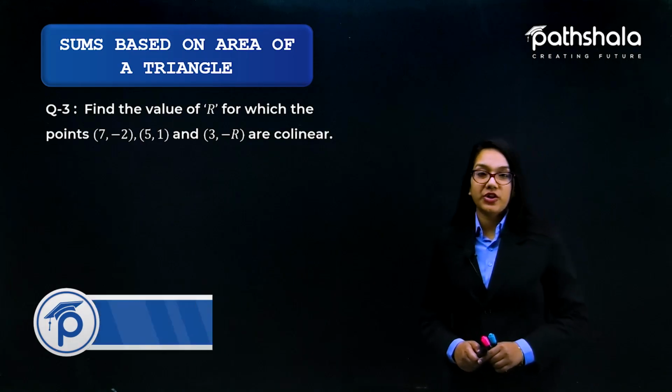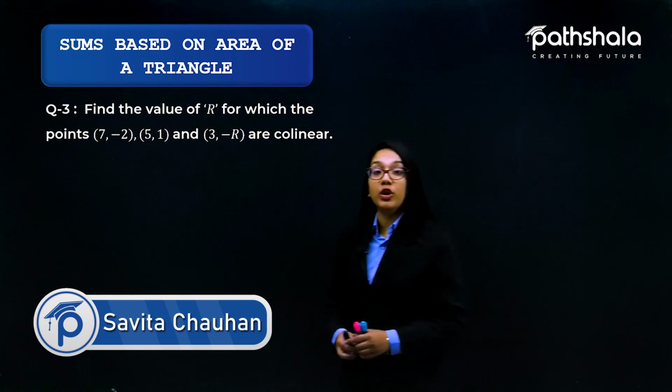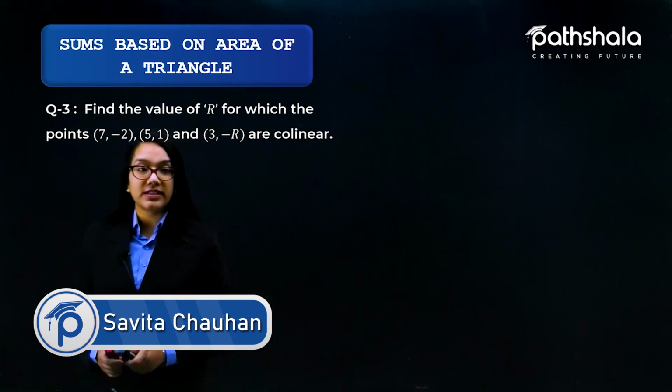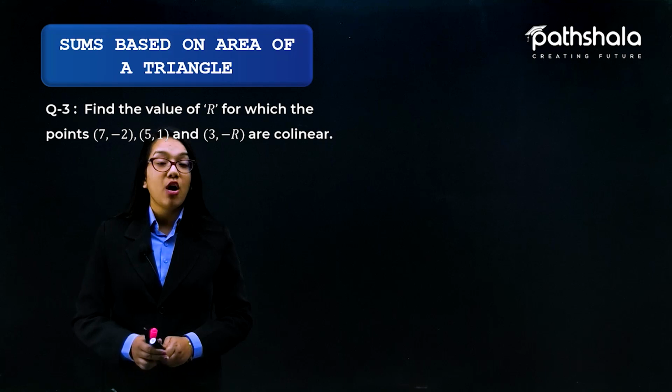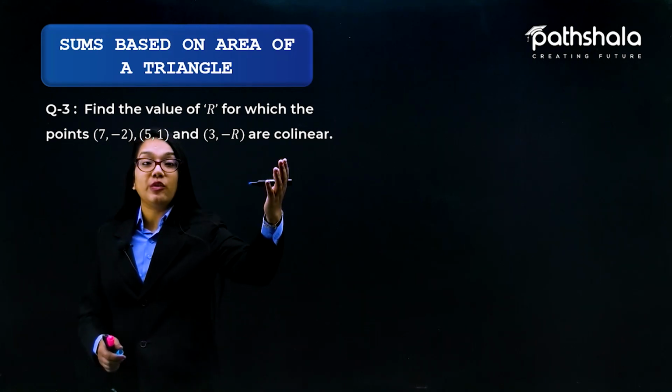Let's just see the third question. Question number 3 says, find the value of r for which the points are collinear. So the question says that we have to find the value of r for which the points are collinear. So here we have a concept of being collinear.